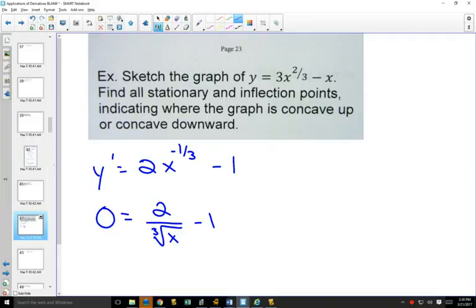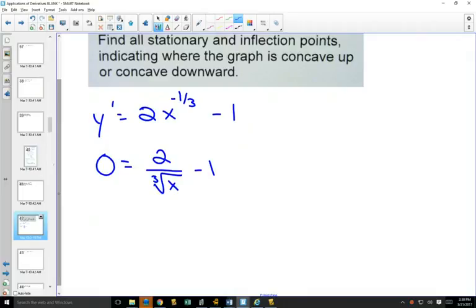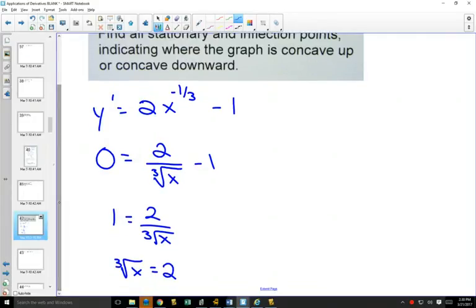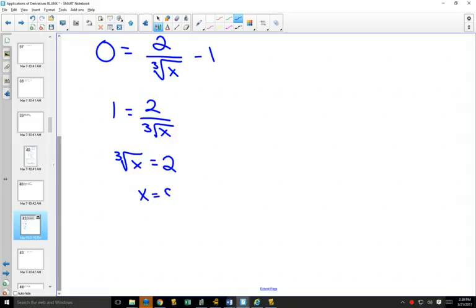How do I solve an equation like this? Well, I'd like to get rid of that fraction. I'm going to move the 1 over to the other side. And then if I multiply both sides by the cube root of x, I get the cube root of x is equal to 2. How do you get rid of a cube root? Cube. So if we cube both sides, we're going to get x equal to 8.